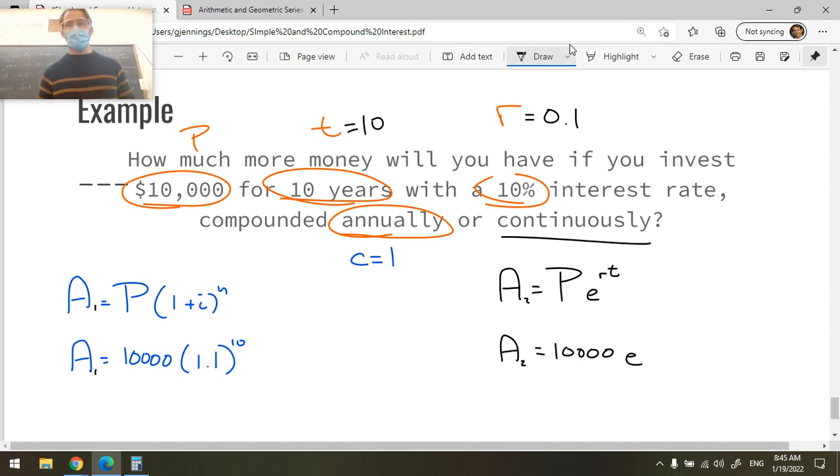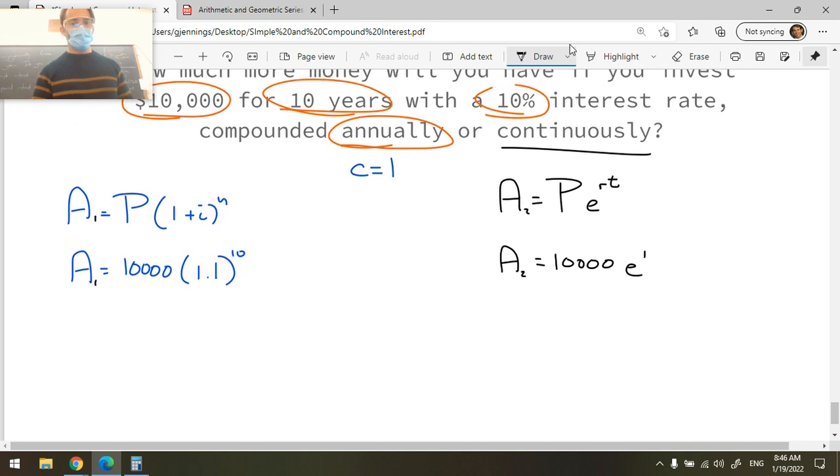So T times R is 1. So I'm going to be raising E to the power 1. Basically just the number E. Okay. So E would be our growth rate over 10 years at 10%. We're just going to be multiplying our money by E. Pretty cool.